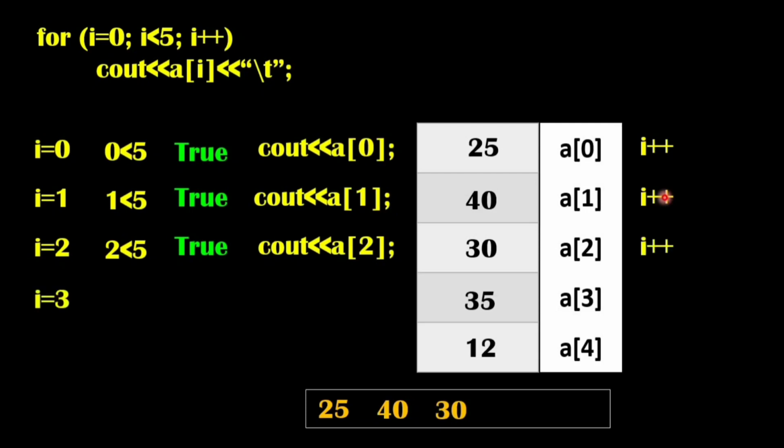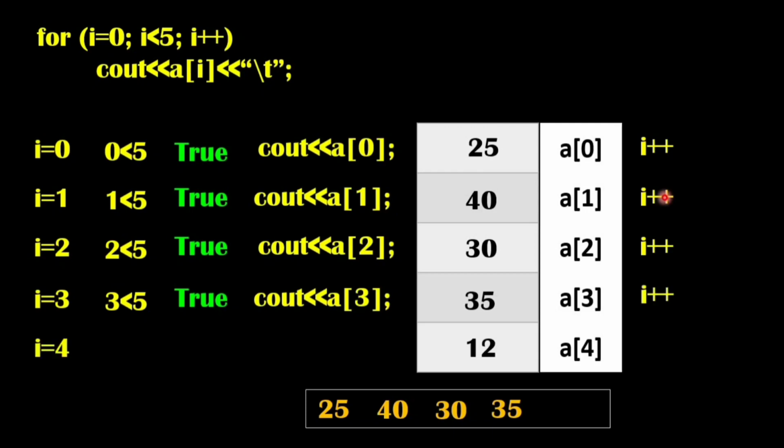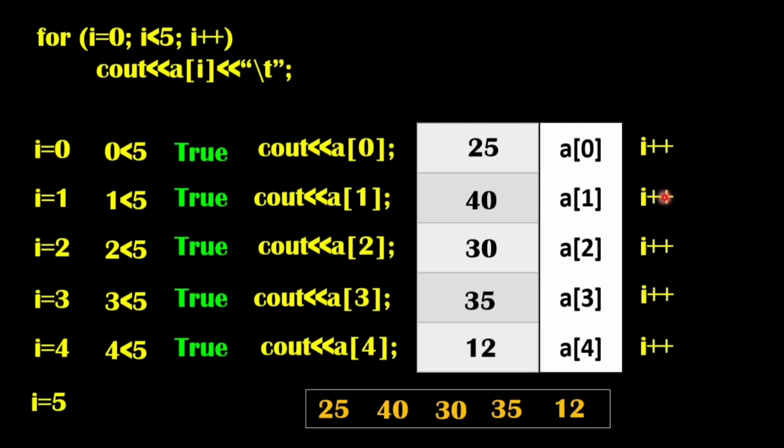Then i++, i became 3. 3 less than 5 is true. Then see cout a[3]. So a[3] is 35, that is printed. Then i++, then i became 4. 4 is less than 5, that is true. See cout a[4]. a[4] is 12. 12 is printed. Then i++, i is incremented. So i became 5. 5 less than 5, the condition is false. So control will come out of the loop. The for loop will stop there. So we have printed all the elements of array A.